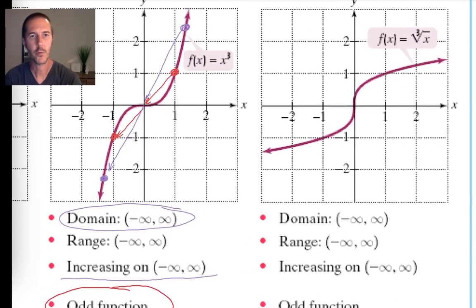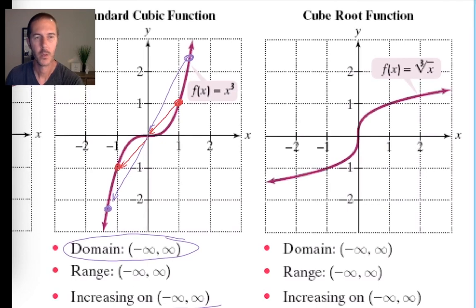On the right-hand side of your screen here is the cube root function. And this function looks kind of similar to the cubic function. And they are indeed very similar. They are reflections of one another over the line y equals x. So if we were to take our graph and sort of fold it over or mirror it over this line y equals x, the resulting graph would be the cubic function. And vice versa. Take the cubic function, reflect it over the line y equals x, you would get the cube root function.